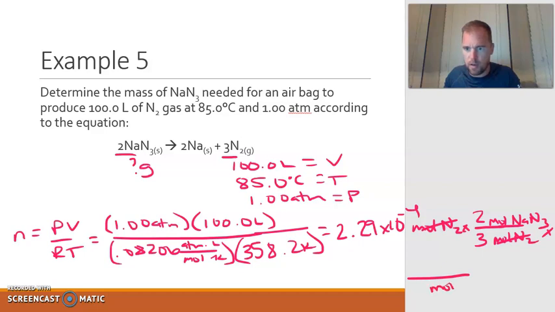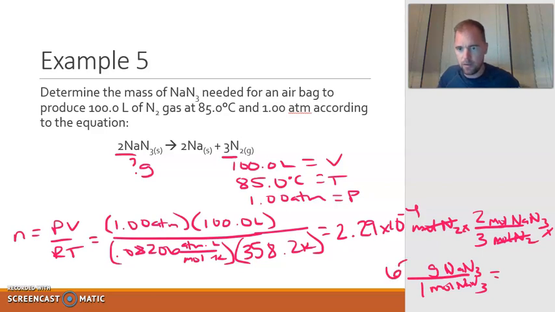I want to know not moles of sodium azide, but I want to know grams. Okay, and so I need to figure out what that molar mass is. All right, molar mass of sodium azide is approximately 65.02 grams for every 1 mole. So final answer, 2.29 times 10 to the negative fourth times 2 times 65.02 and then divided by 3.